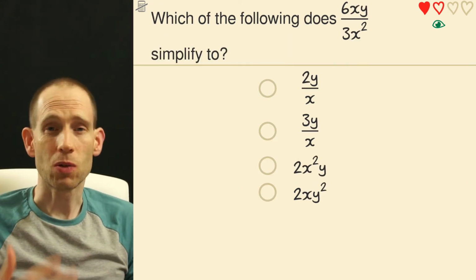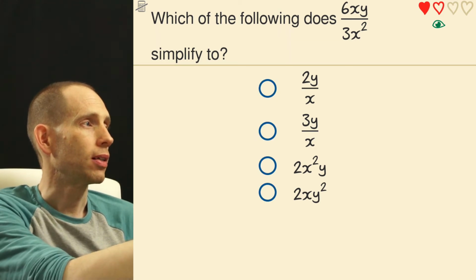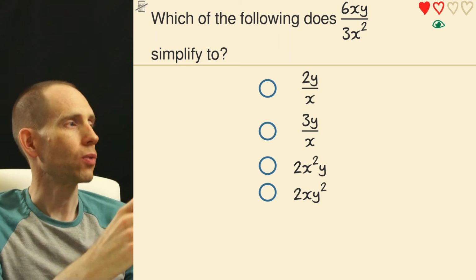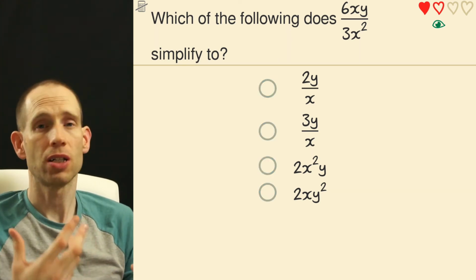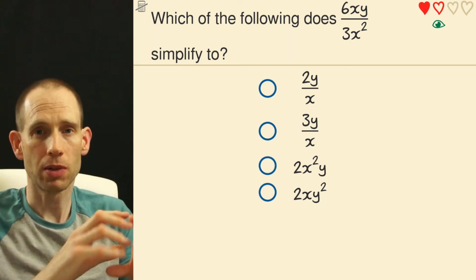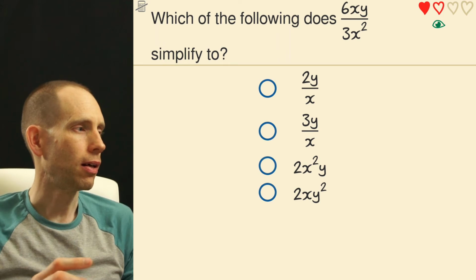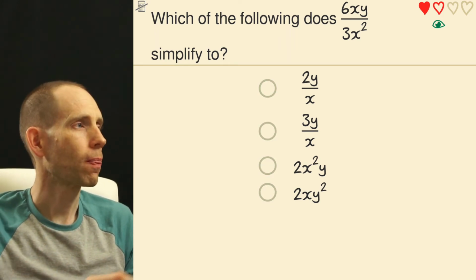Okay. So after this question, I think it's going to get into doing some practice questions. So we're going to see which of the following 6xy over 3x squared simplifies to. So the 6 divided by the 3 should give us a 2, which will be either in the main line or the numerator. The numerator is like the main line. I think next section I'll talk a bit more about fractions and how they work.